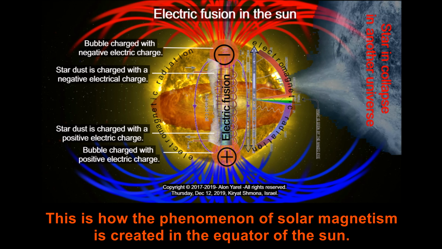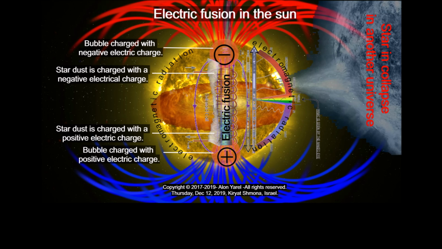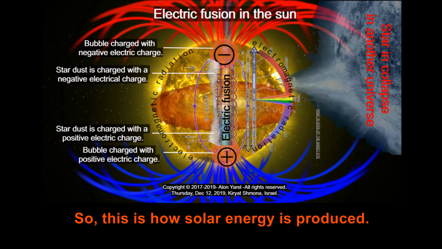This is how the phenomenon of solar magnetism is created in the equator of the Sun. This is how the phenomenon of solar polarity is created. So, this is how solar energy is produced.